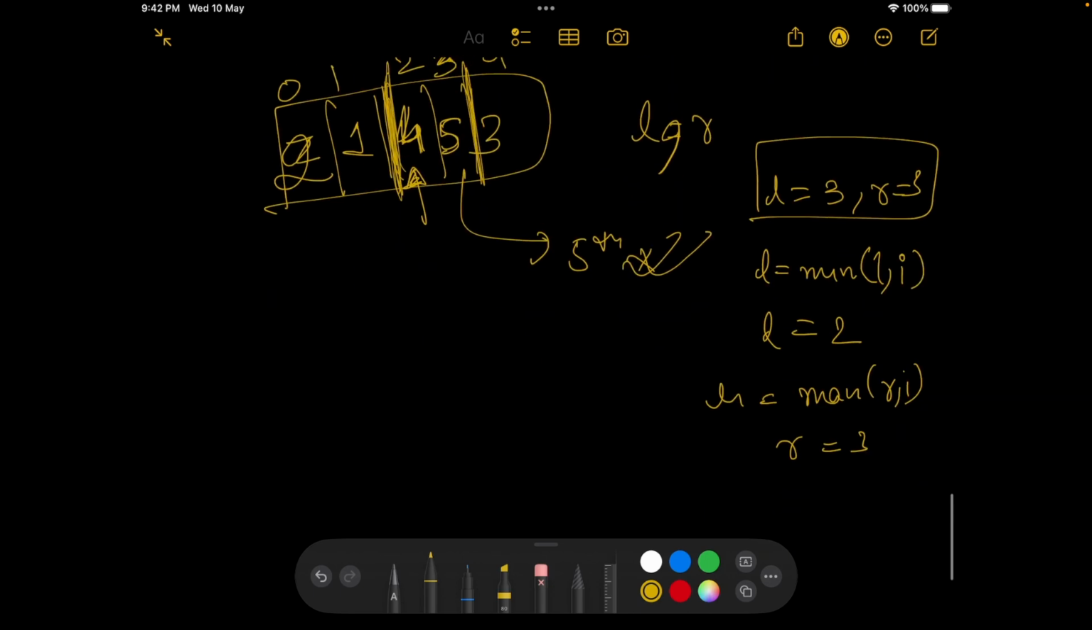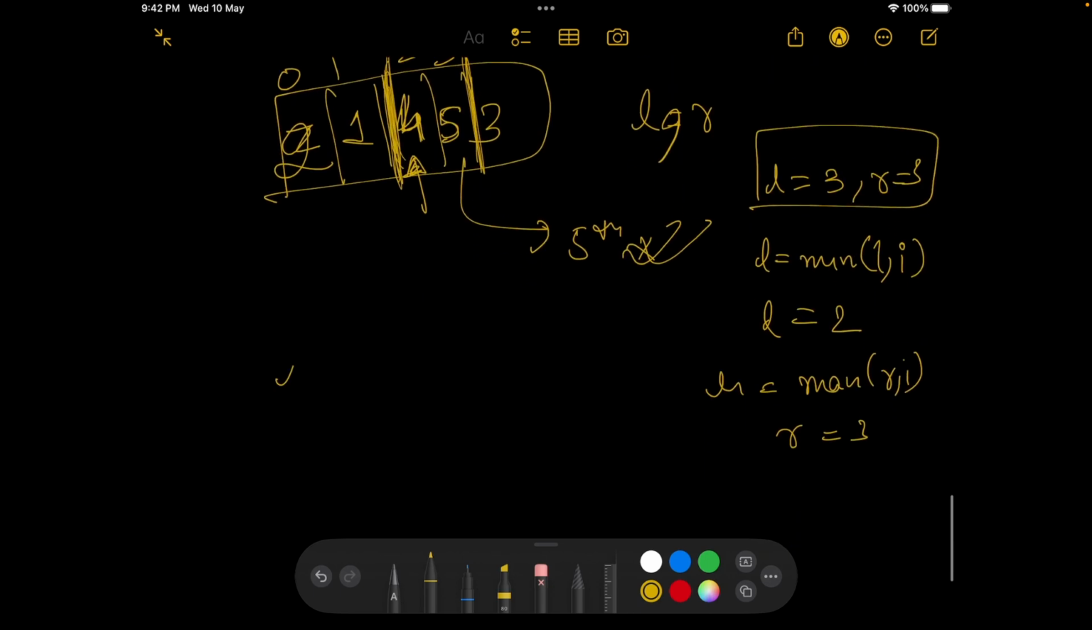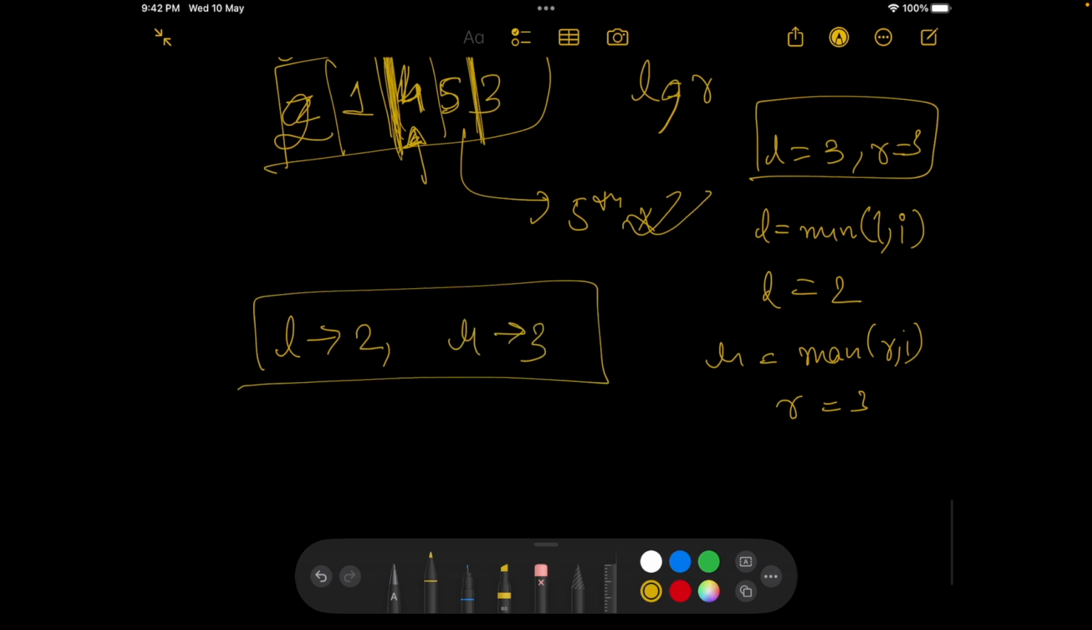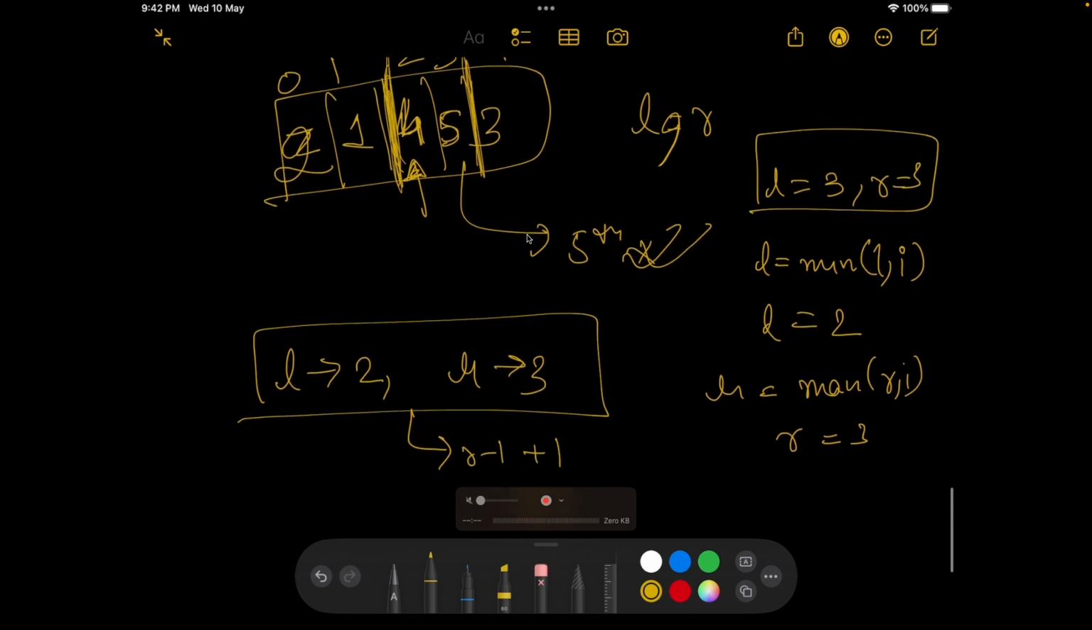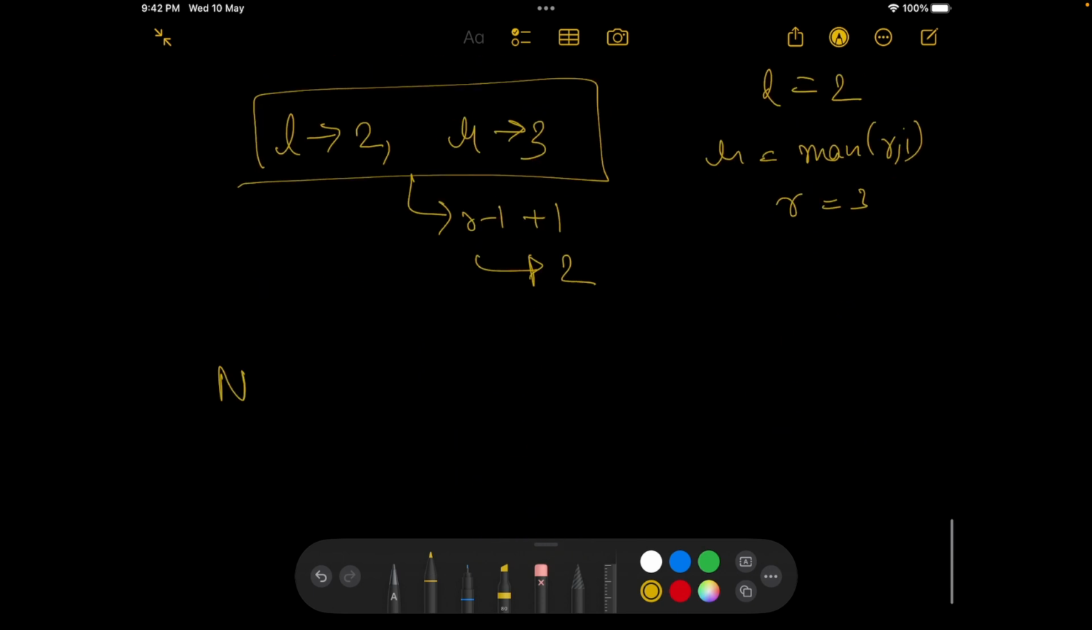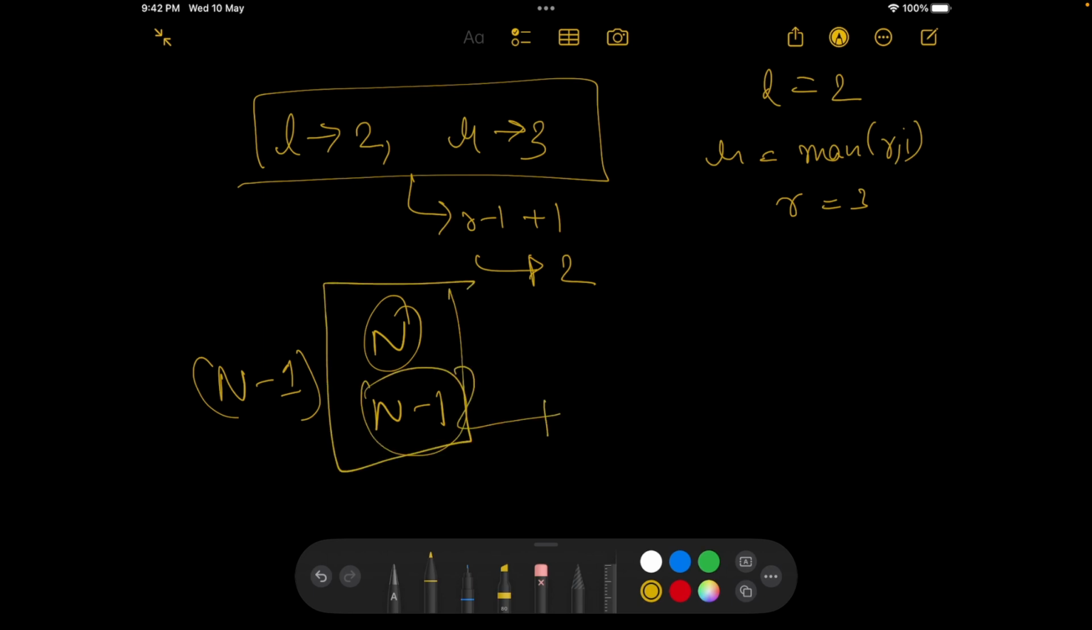Now what I'll observe is that my left boundary is set as 2, my right boundary is set at 3. So the number of elements within the boundaries is R minus L plus 1. That is 2 elements. And how many elements do I expect to be in the boundary? So I'm currently at n minus I or n minus 1. So basically I'm expecting that there are 2 elements, n comma n minus 1, that should be in this particular boundary. So 2 elements should be there.